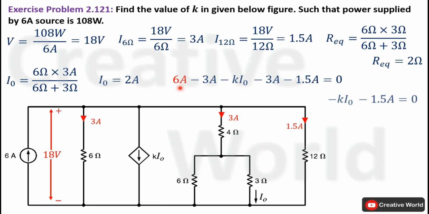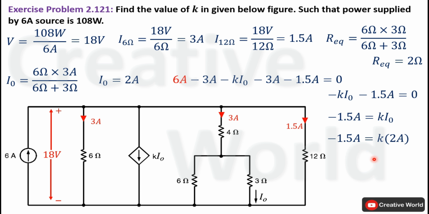So the equation will become 0 equals minus K I0 minus 1.5 ampere. Now place minus K I0 on the other side of the equal sign to make it positive and calculate the value of K. Inside this equation we know the value of I0 that we have previously calculated, 2 ampere. So replace I0 with its value. Divide on both sides by 2 ampere to calculate the value of K, that will become minus 0.75. So the value of K inside this network is minus 0.75.